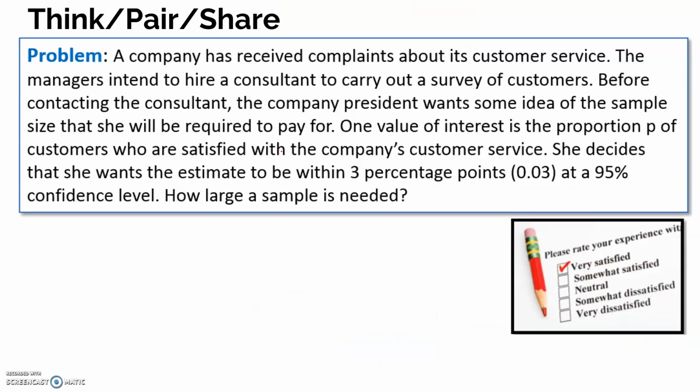All right, let's try this problem out. So please pause the video and give it a shot, and check back when you are ready, and we'll go through the solution.